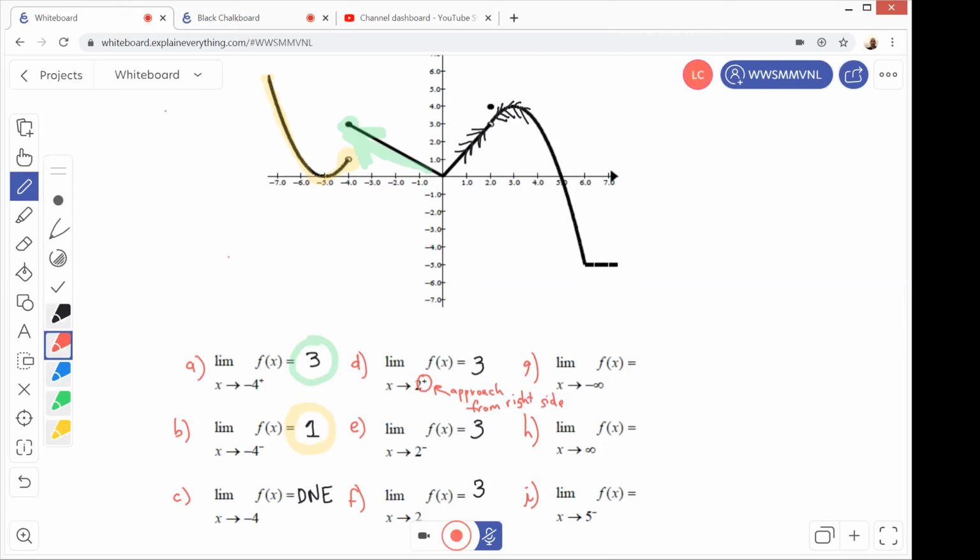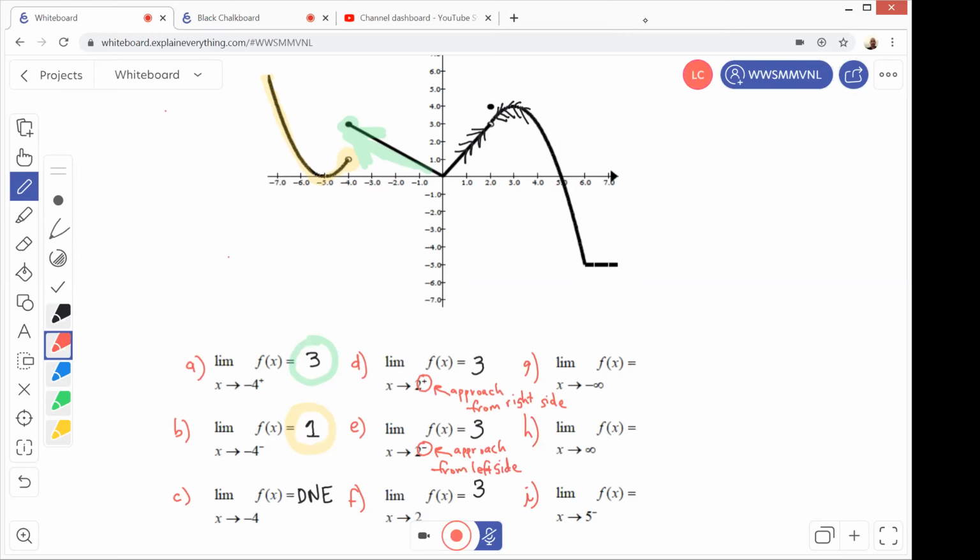And that little negative means you're approaching 2 from the left side. Approach from the left side. So let's look at letter I before we get to those infinity ones.